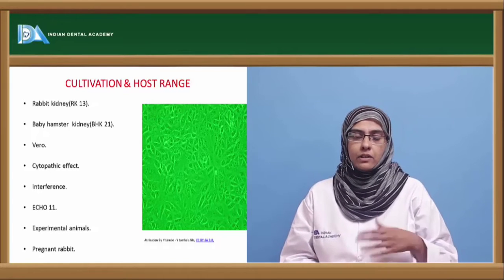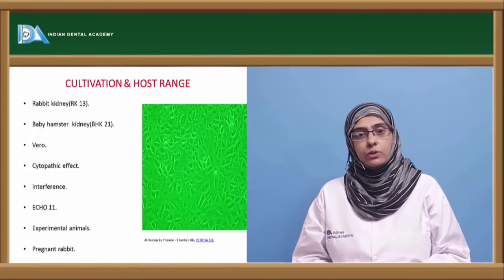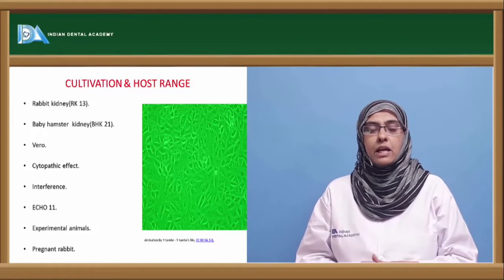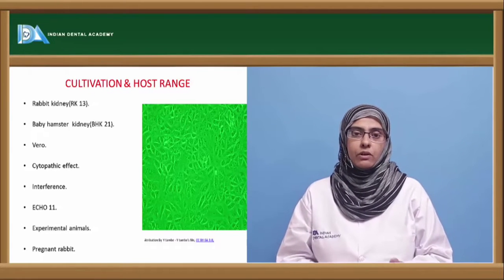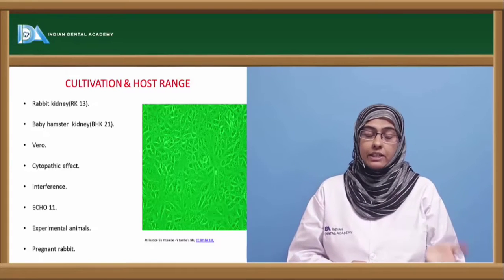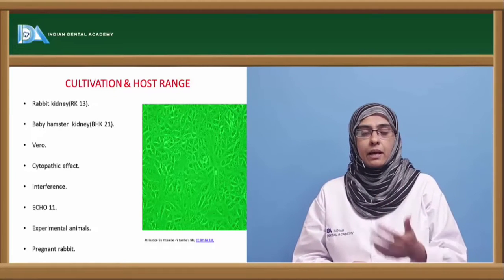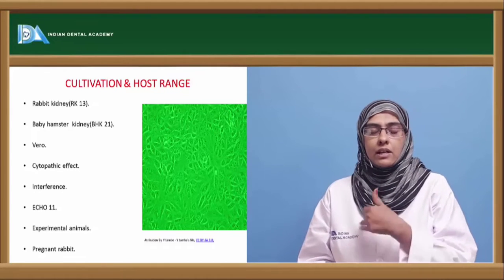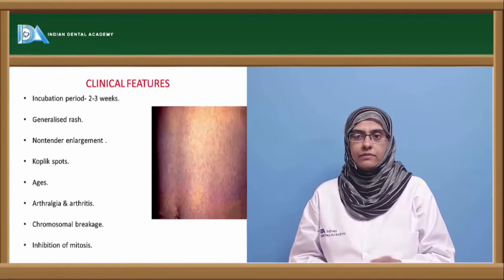And here the organism can be induced to produce disease in experimental animals such as monkeys or chimpanzees, but the teratogenic property of this virus can be seen in the pregnant rabbit, where the organism has the ability to cross the placenta and cause congenital rubella in the fetus.